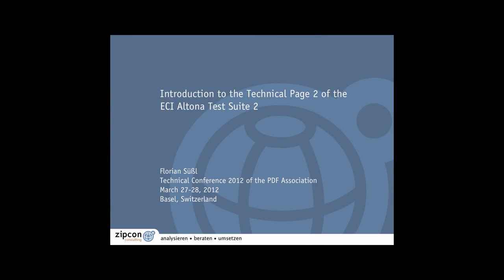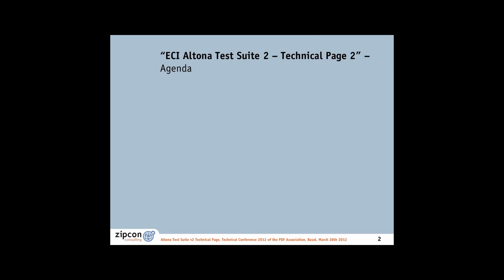I'd like to give you, as you said, some insights regarding the test page that the ECI released at the end of last year. So the Altona test suite part 2, and it has another technical page. As those of you who are familiar with the old Altona test suite may know, there was one focusing on the ugly parts of overprinting, and this one is now focused on transparency.